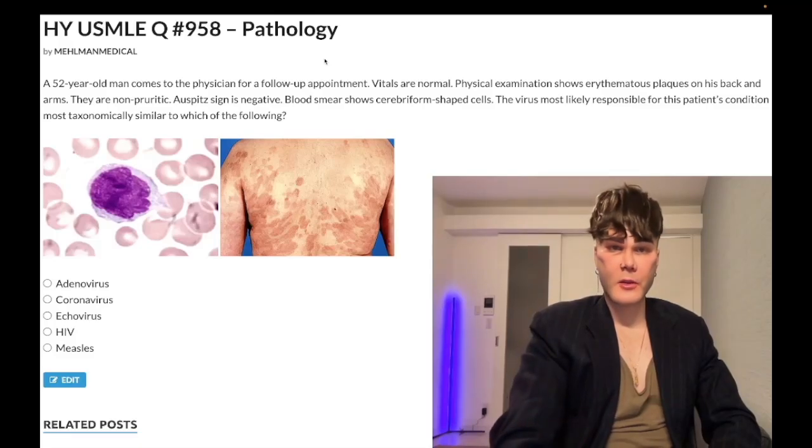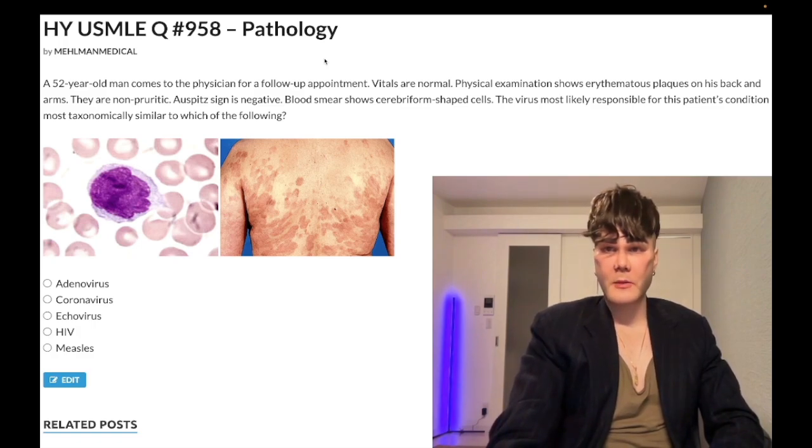How's it going, guys? Medium difficulty question for pathology, micro step 1, internal medicine, 2CK. 52-year-old man, vitals normal. Physical exam shows erythematous plaques on his back and arms. They're non-pruritic. Auspitz sign is negative, which means it's not psoriasis. That's bleeding of the silvery scales when you attempt to remove them. Blood smear shows cerebriform shaped cells. Virus most likely responsible for the patient's condition is most taxonomically similar to which of the following.